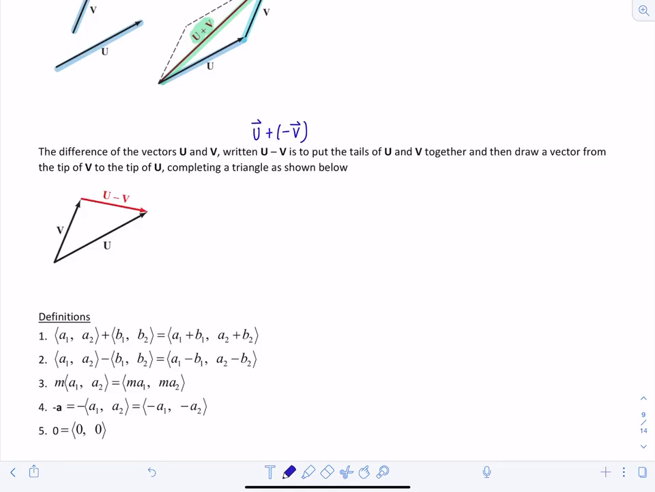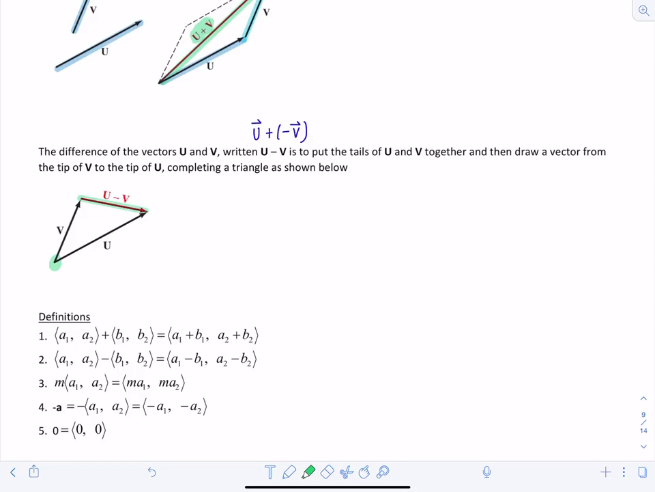Or another quicker way to do it is if you put the tails of u and v together and then draw a vector from the tip of v to the tip of u, completing the triangle as below. So instead of adding them tip to tail, notice I put both of the initial sides together. And then you draw a new vector connecting their arrows.